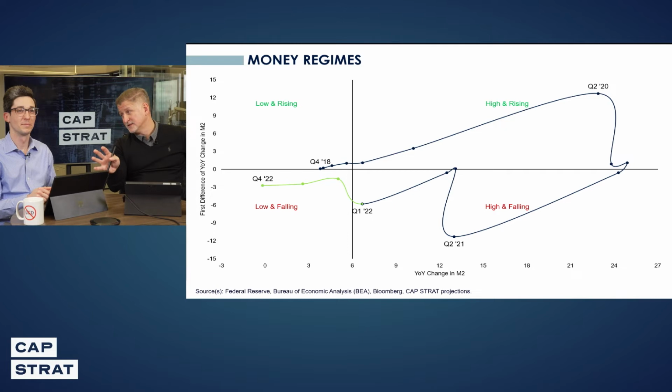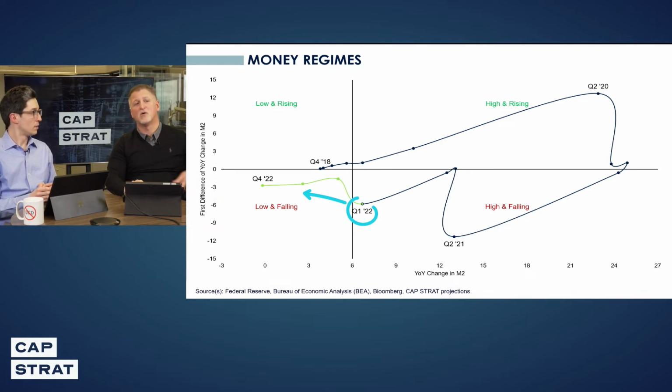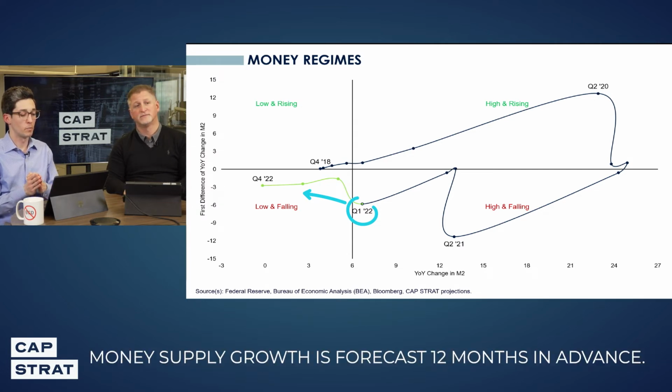So I notice that we're forecasting that we're on the verge of heading into the low and falling quadrant. Yes. So what does that mean, and how do we think about the path from where we are today into that quadrant? Yeah. So we forecast the money supply at least 12 months in advance based on our 8 input model.